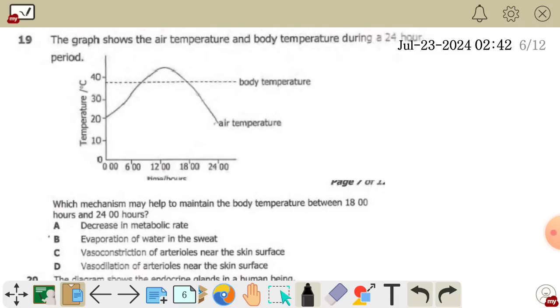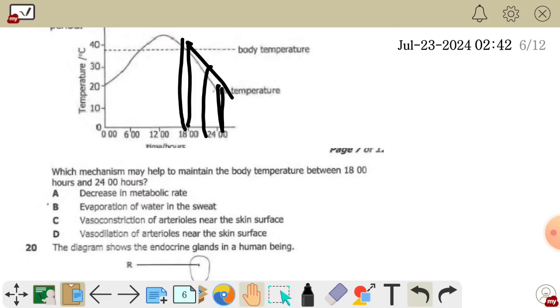So during the period from 18 to 24, we could see the temperature here reducing from 40 somewhere there to 20. So meaning in this period it was cold, it was getting cooler. So the processes which led to the maintenance of body temperature should be the ones which prevent the body from losing heat energy. So the correct answer here is vasoconstriction.